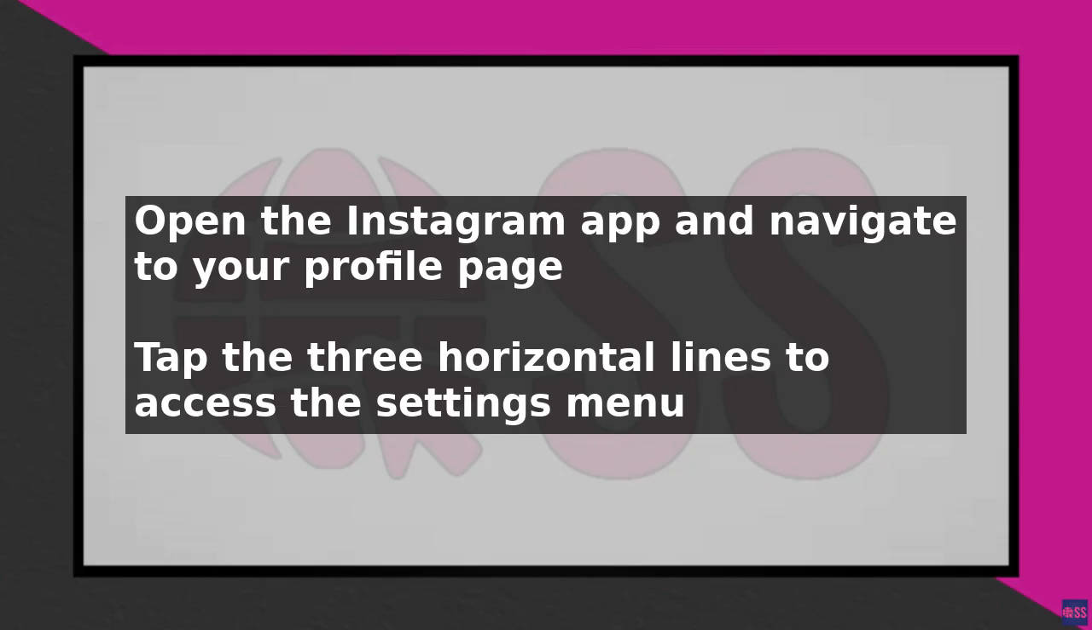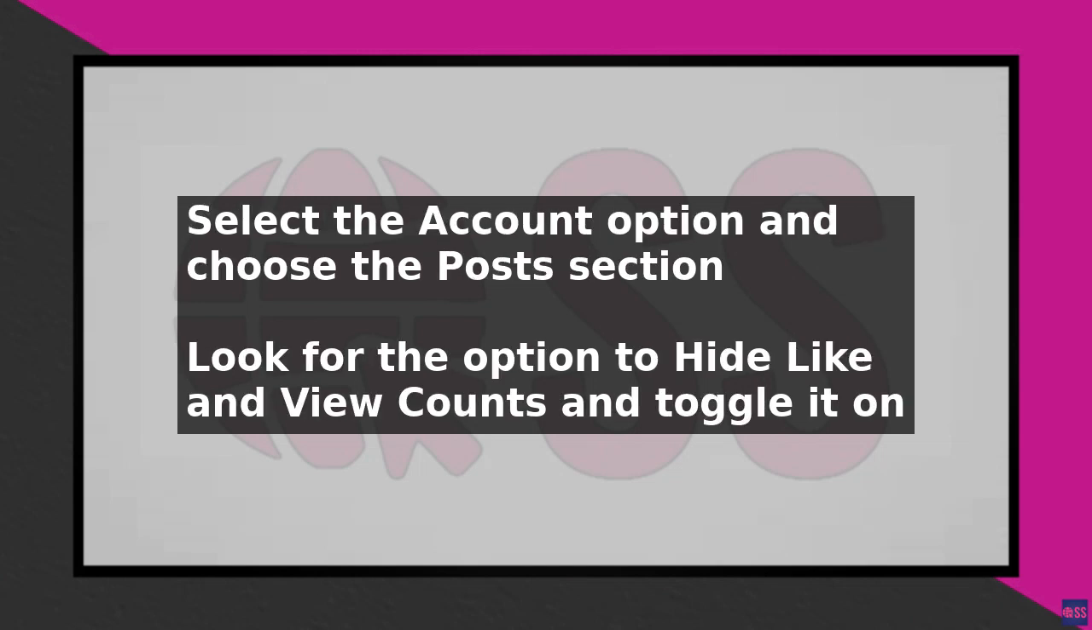In this section, look for the option that says Hide Like and View Counts and toggle it on. By doing this, you will no longer see the like and view counts on your own posts or on the posts of others. This feature allows you to use Instagram without the distraction of likes and view counts. And it also hides this information from your followers.